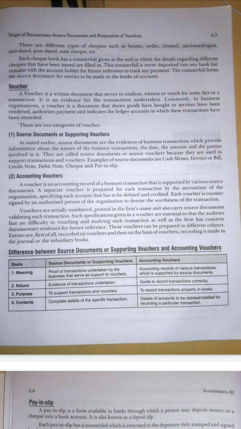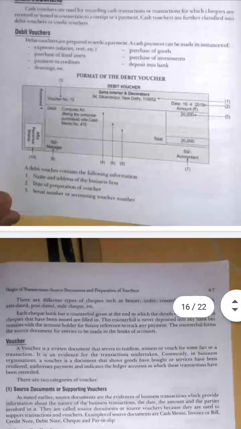So for each transaction, they have to prepare the vouchers, which are supported by the source documents. The nature is evidence of the transaction, and the accounting voucher is to guide to record the transactions correctly. The purpose of the supporting voucher is to support the transaction, and the main purpose of accounting vouchers is to record the transactions properly. Content: complete details of the specific transaction are included in the supporting vouchers, but in accounting vouchers, the details of the accounts to be debited or credited for each transaction. The details of the account, whether it is to be debited or credited, are included in the accounting vouchers.